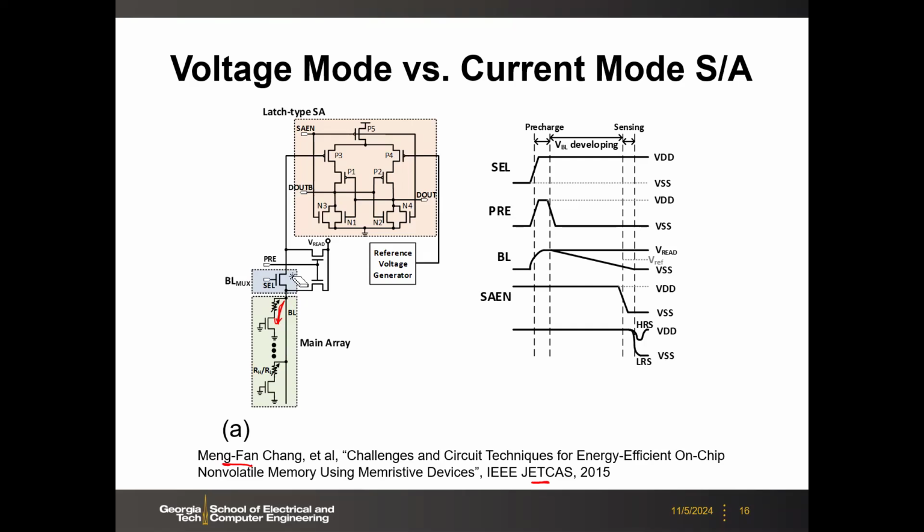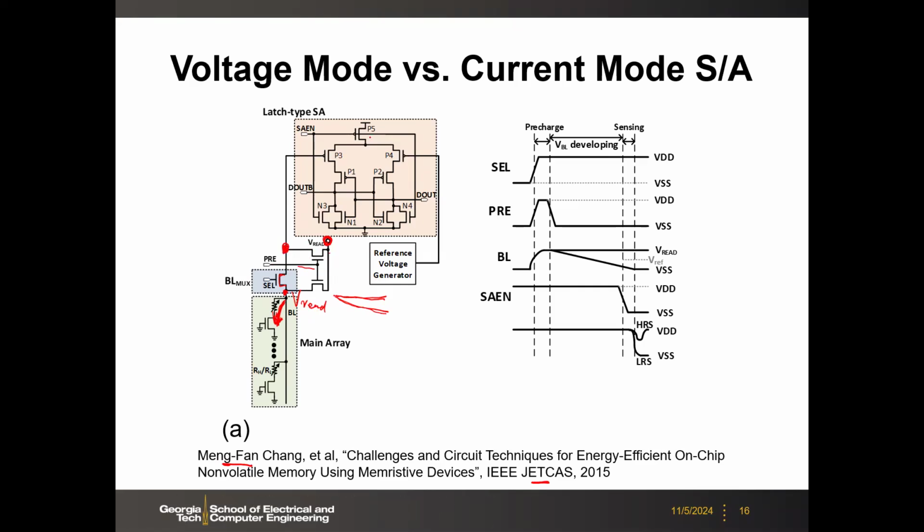So then this current will be clamped by this one, and then this is pre-charged. I will say pre-charged by the V read. You are going to pre-charge this voltage to be the V read, and then depending on the current here, this V read will decay fast or decay slowly, right? If it's a high resistance state, then it will decay slowly. If it's a low resistance state, it will decay fast. So that will be reflected to this voltage.